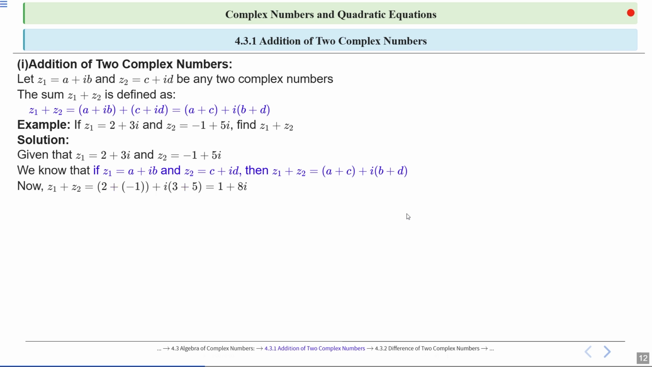Now let's substitute the real part of Z1 and imaginary part of Z1 and real part of Z2 and imaginary part of Z2 in the formula of addition. Then Z1 plus Z2 is equal to 2 plus minus 1 plus iota times 3 plus 5. This is equal to 1 plus 8 times iota. Therefore, Z1 plus Z2 is equal to 1 plus 8 times iota.